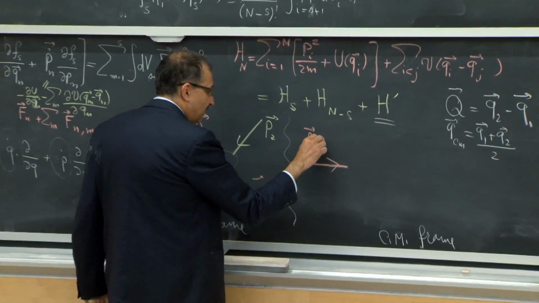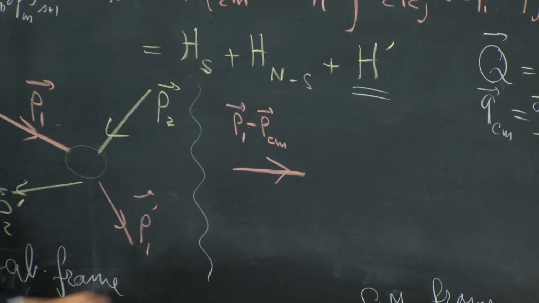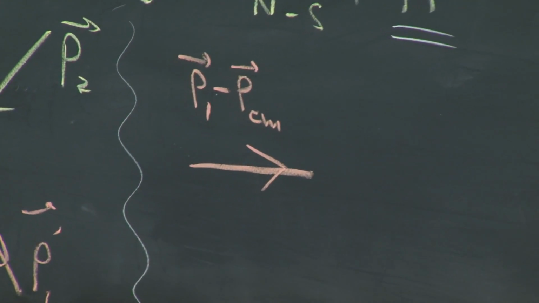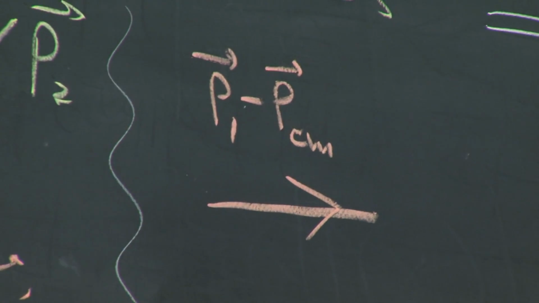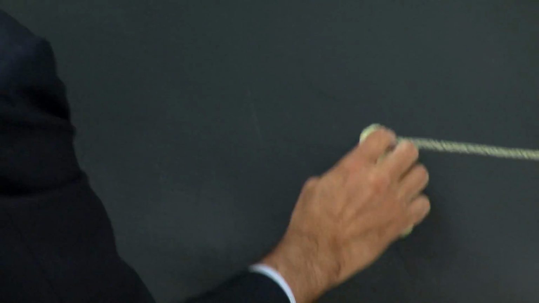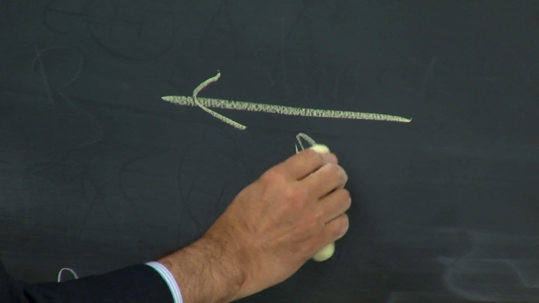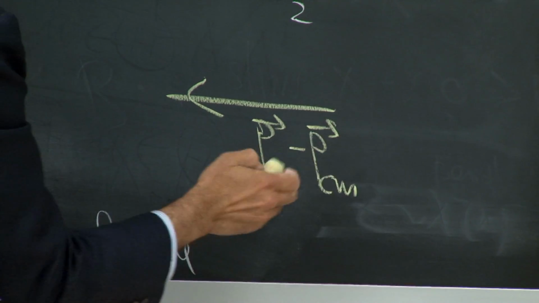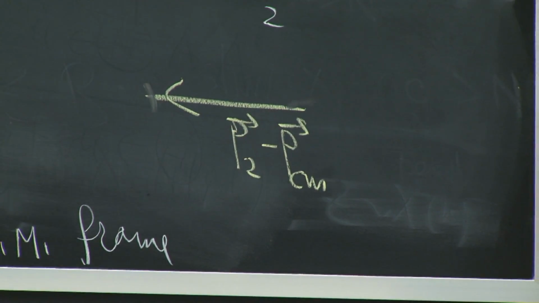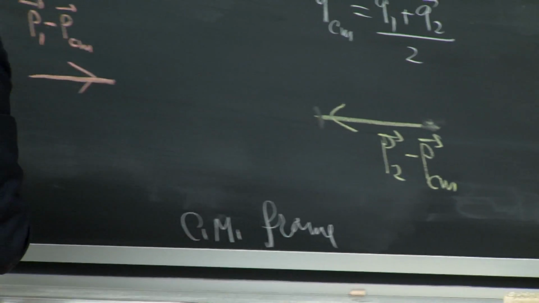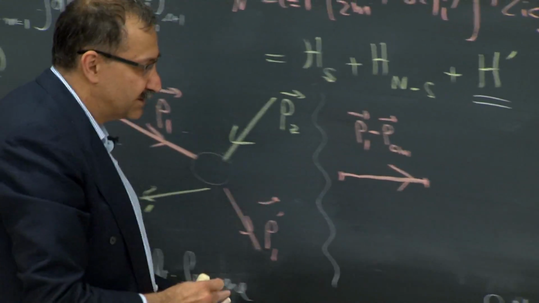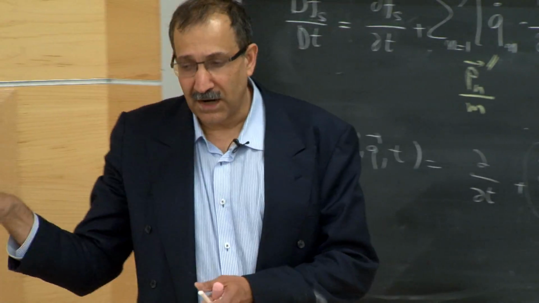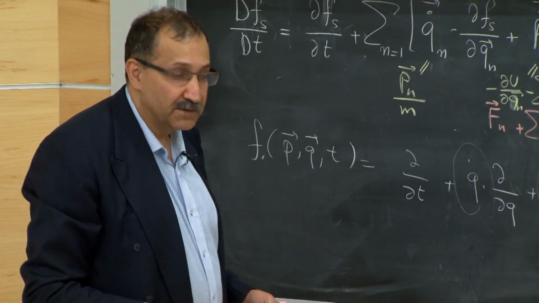Well, in the center of mass frame, I would have the initial particle coming with P1 minus P center of mass. And the other particle that you are interacting with comes with P2 minus P center of mass. And I actually drew these to be vectors that are hopefully equal and opposite, because you know that in the center of mass, one of them, in fact, would be P1 minus P2 over 2. The other would be P2 minus P1 over 2. So they would indeed, in the center of mass, be equal and opposite momenta.